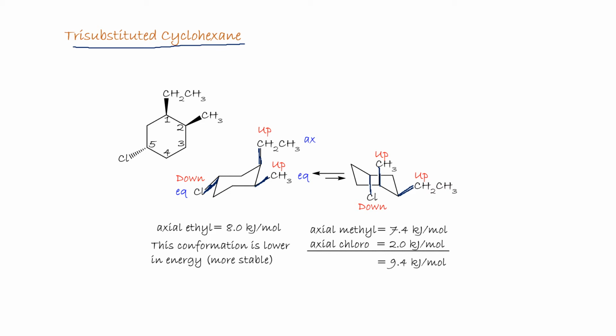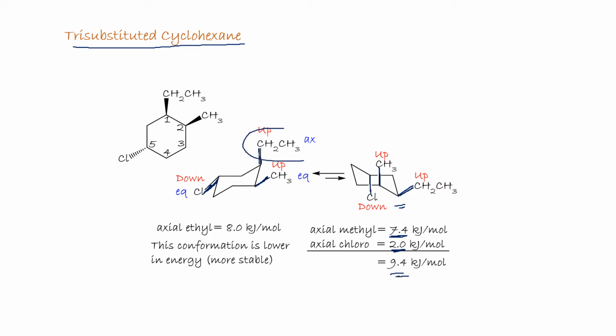Okay, so in this conformer we have CH3 1,3-diaxial with 2 hydrogens, and Cl here is axial. There is 1,3-diaxial between Cl and 2 hydrogens. From the table, that's methyl 7.4, Cl 2, total of 9.4.